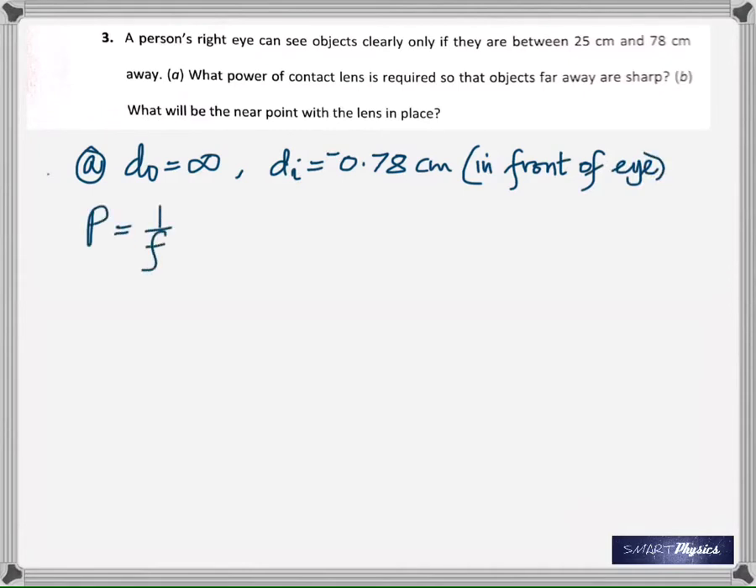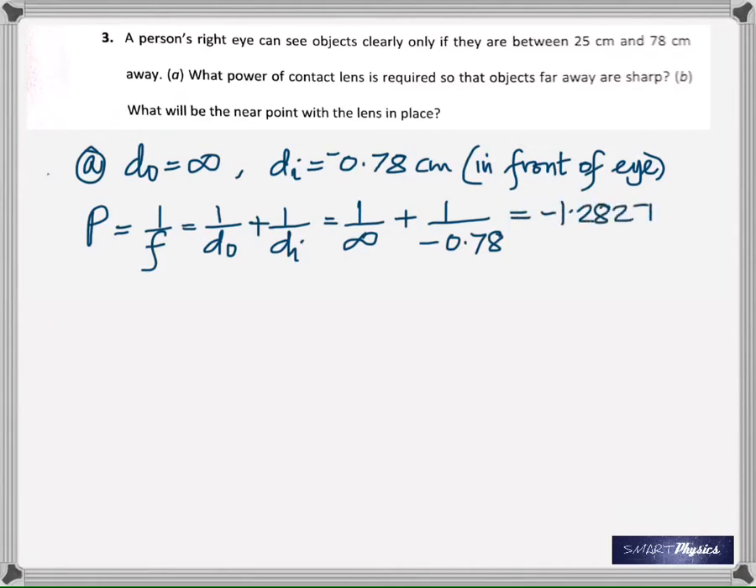And again, power is 1 by F is equal to 1 by DO plus 1 by DI. And DI is negative again because it's a virtual image and it's a concave lens. So now the answer is minus 1.282 diopter.